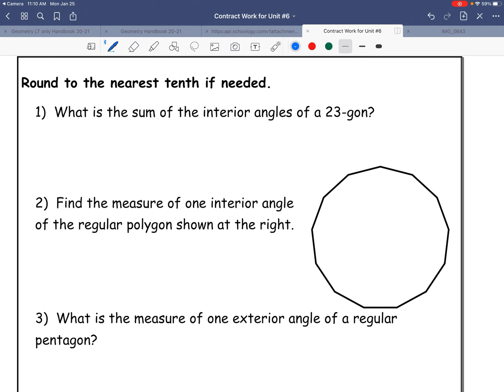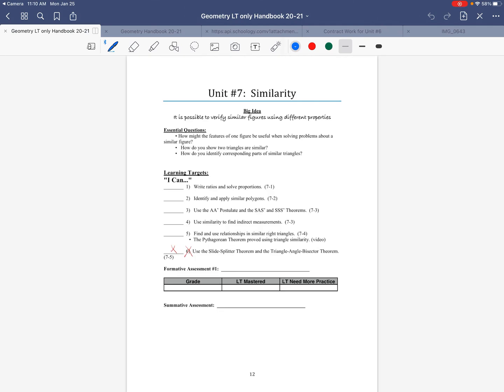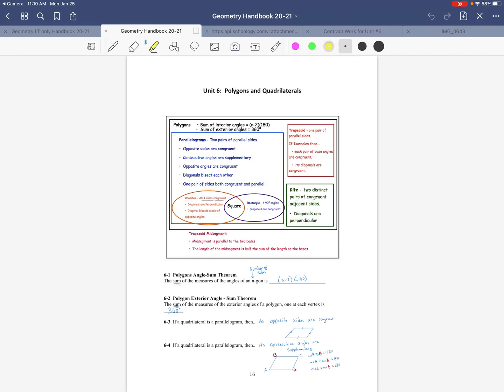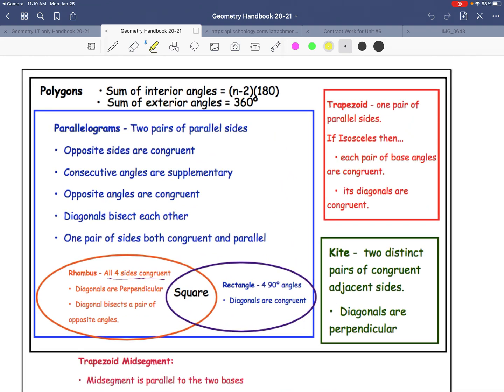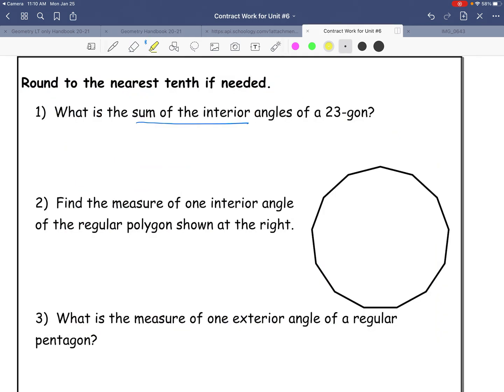So it says round to the nearest tenth if needed. What is the sum of the interior angles? I want to remind you to use that handbook. You guys have this on your summative retake. You can see at the top that we've got polygons. Sum of the interior angles, n minus 2 times 180. Sum of the exterior angles is 360. So we're going to use that for this.